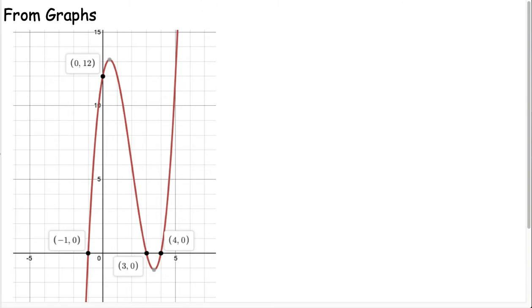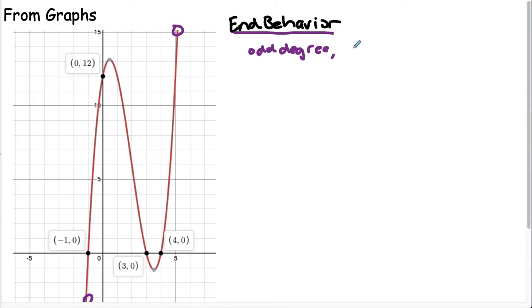So what we first want to do is identify the following. We want to identify the end behavior. I'm going to write my end behavior in purple. So my end behavior is here and here, and we want to analyze that. I know this has to have an odd degree, and I know it has to be followed by a positive leading coefficient.